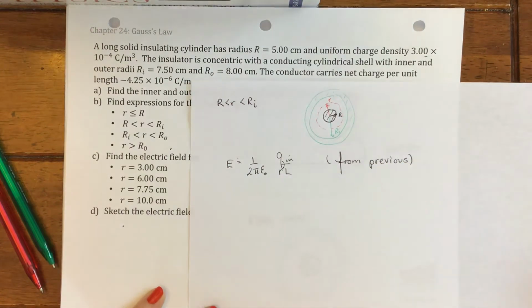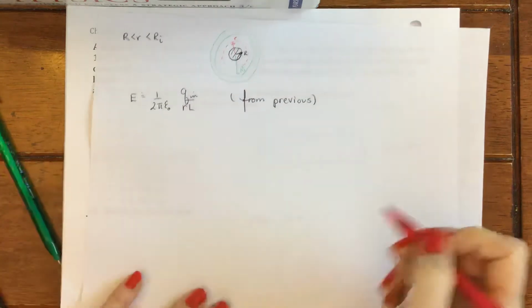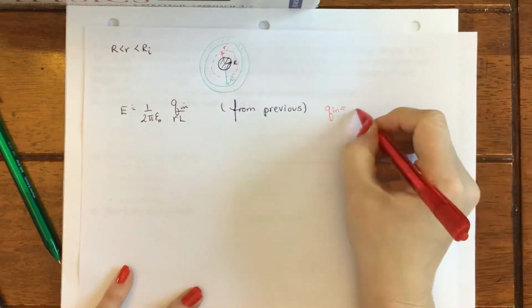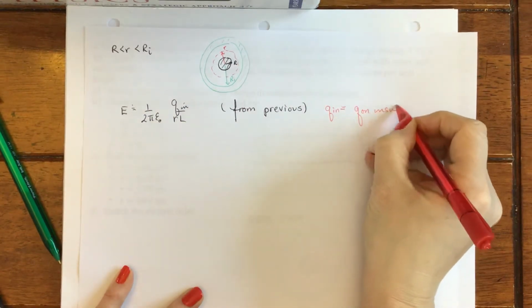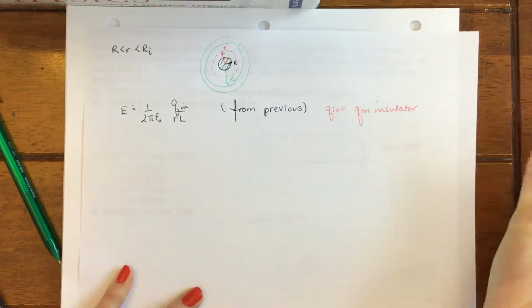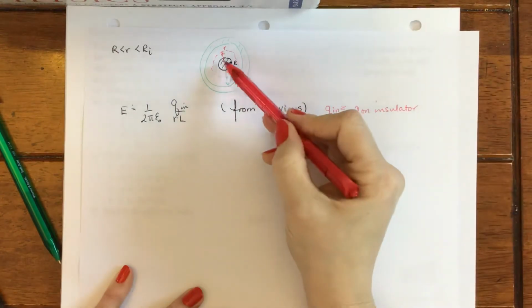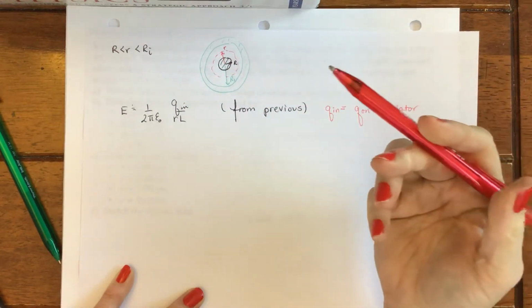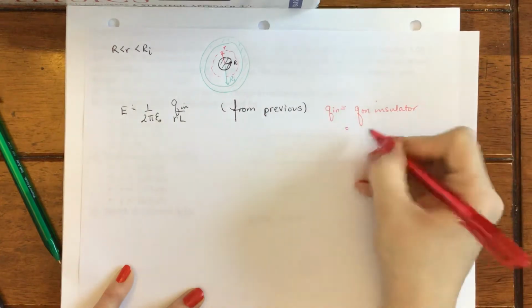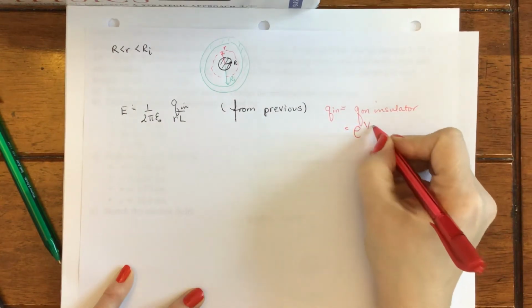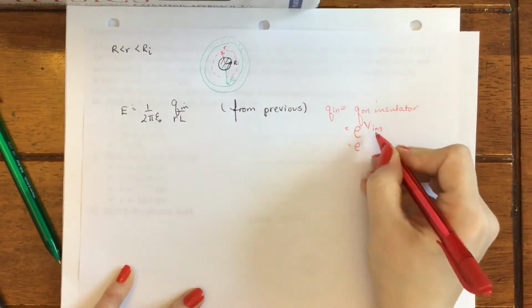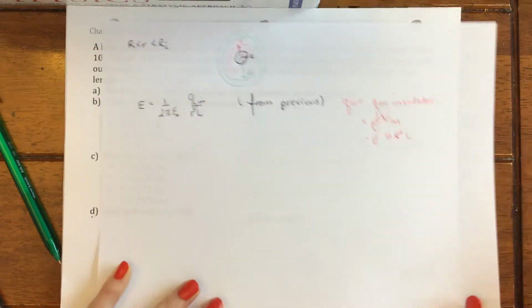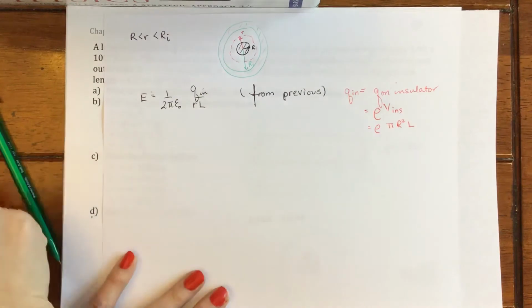So Q inside is the hard part. How do we find the Q inside? Well, Q inside is whatever charge is on the insulator, because we ask what thing or things inside the Gaussian surface have charge. The only thing inside the Gaussian surface with a charge is the insulator. All of the insulator is inside, so the charge comes from the insulator. So that's going to be charge density times the volume of the insulator. So density, the volume of the insulator, is the area of the insulator, pi R squared, times the length. So that goes in for our charge inside, then we can find our electric field.